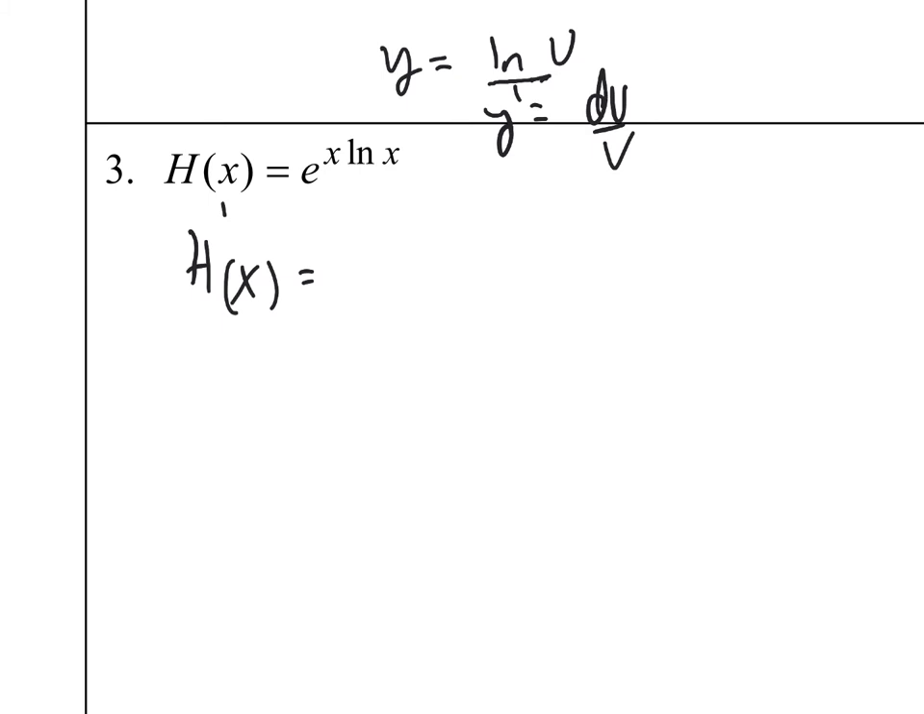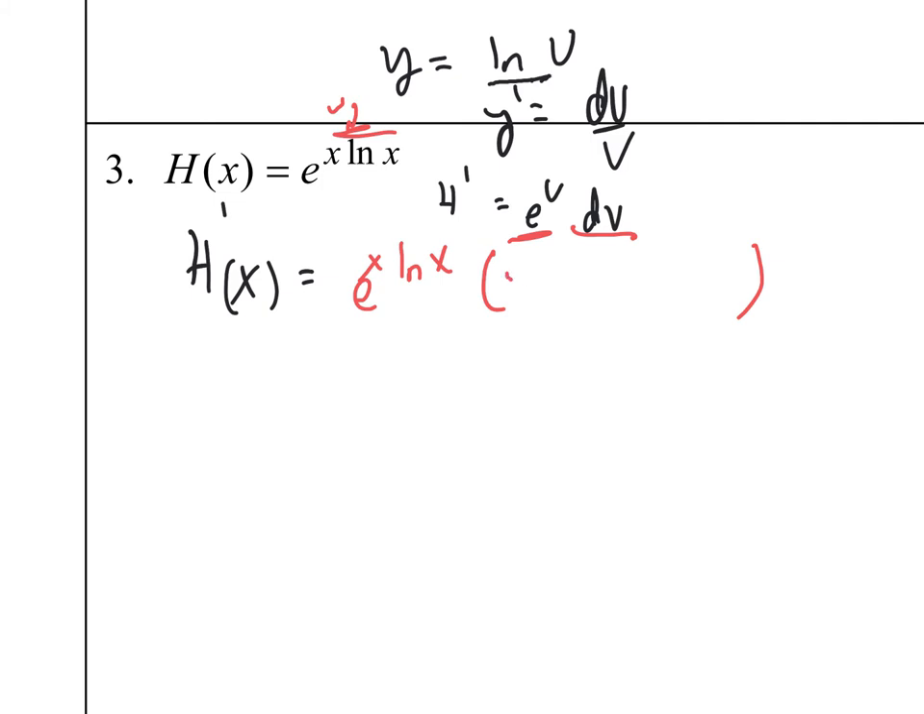The derivative of e to the u, and all of this is u, h prime would be e to the u du. So what I need to do is copy the original problem, because that's what e to the u is, e to the x ln of x. But now I need to multiply that by the derivative of u. And so u was all of this bad boy, which is going to require a product rule.